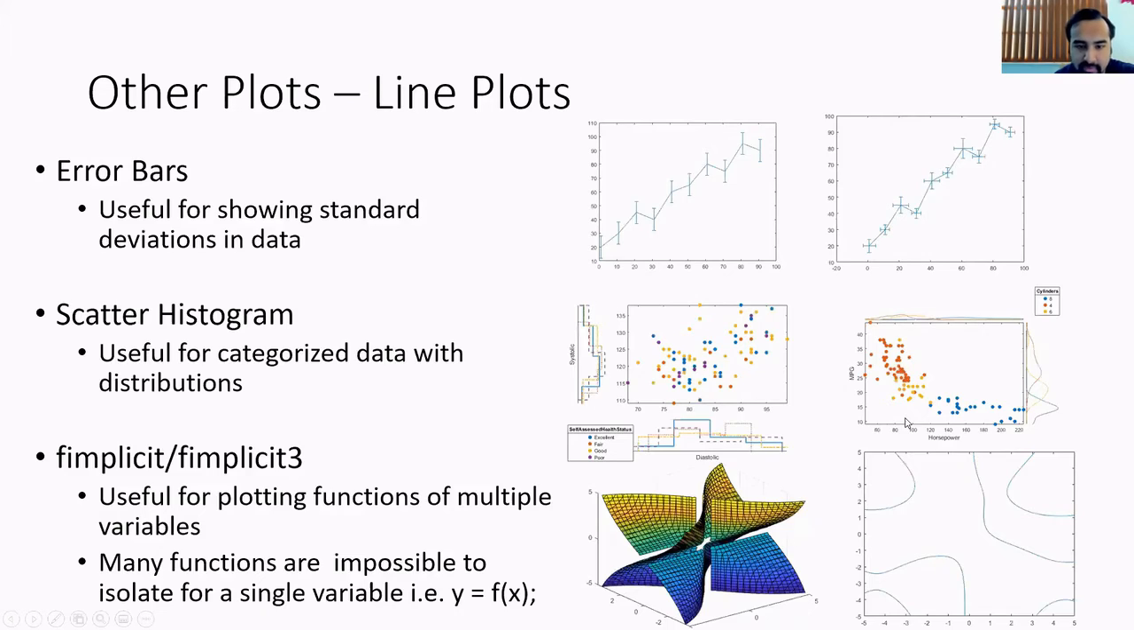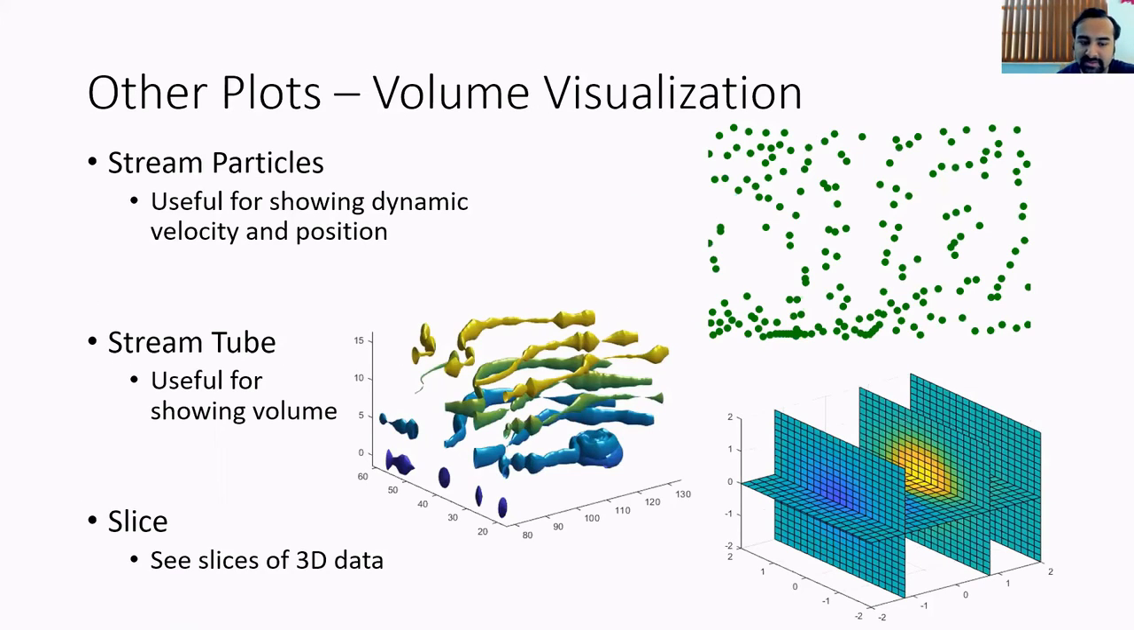And before I continue on to volume visualization, any questions? Yeah, the implicit function will only be for graphs that are implicit, right? Yeah, as the name would suggest. If you have a function that you can't represent as y equals something, that would be an implicit function.